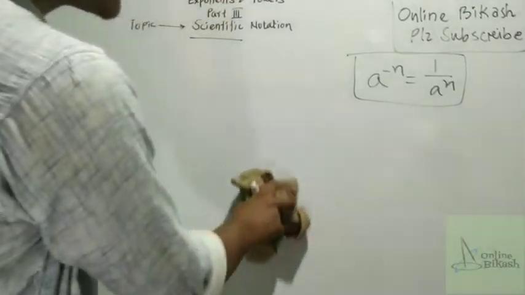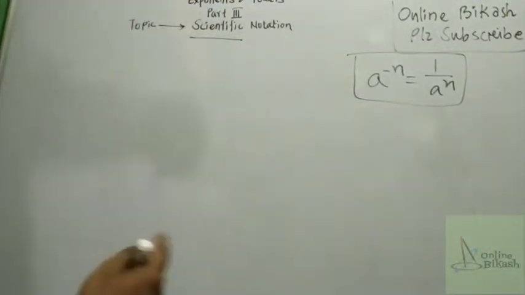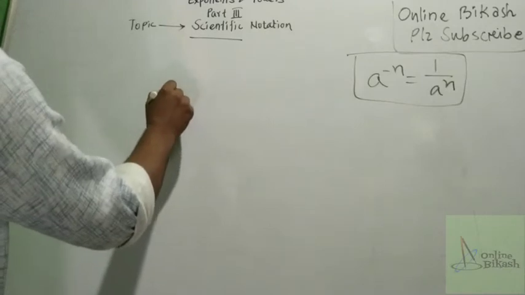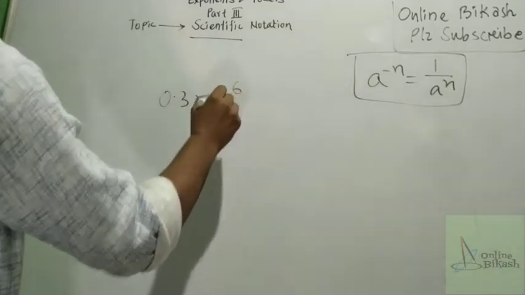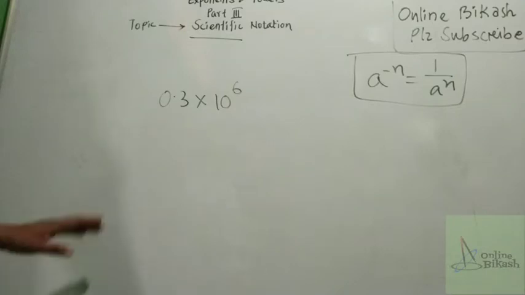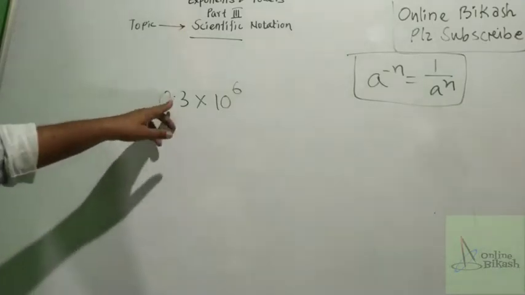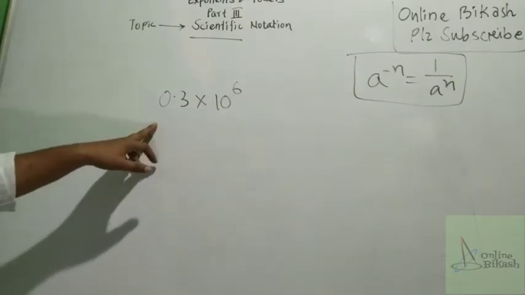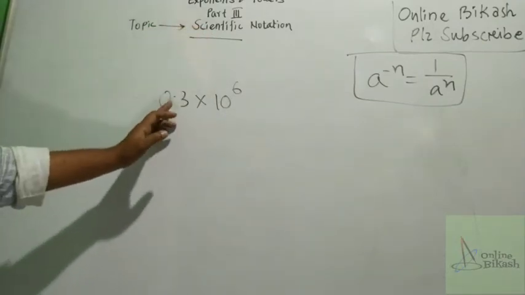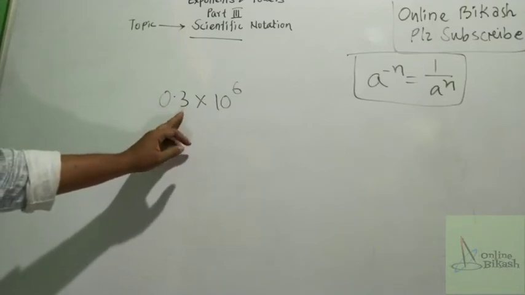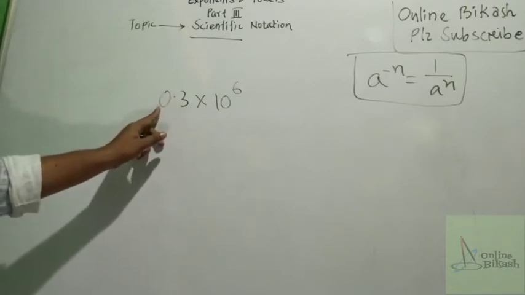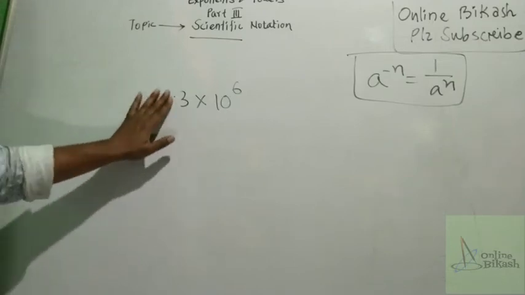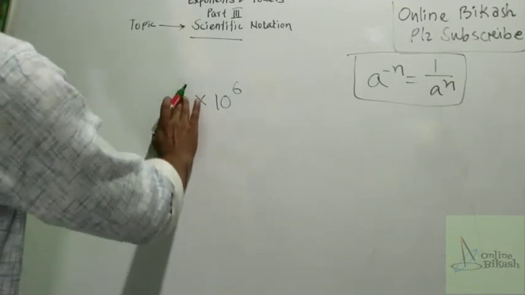Now we will do the reverse. From the scientific notation we will convert it to its standard form, that is our normal form. Suppose you have 0.3 into 10 to the power 6. But wait, this is not in scientific notation. Why? Because the point is lying after 0, which is wrong. Always in scientific notation, the point will lie after a non-zero digit. But here the point is lying after 0, so this is not in scientific notation. So let us write it in this way.